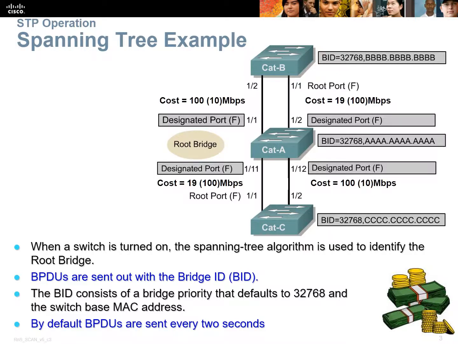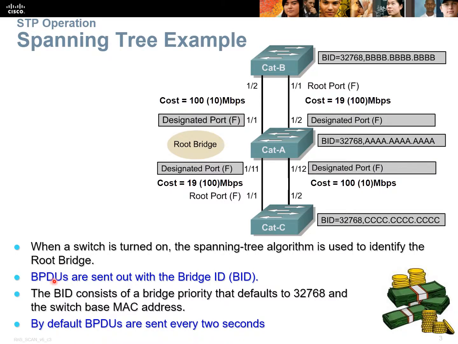It's a bit hard to see there, but the bridge identifier is represented by a priority value, and then this value here, the CCC, AAA, BBB, these are the MAC addresses of the switches. So switch B has a MAC address of all B's, switch A has a MAC address of all A's, and switch C has a MAC address of all C's. Because they've still got 32,768 at the front, the tiebreaker is now the MAC address.